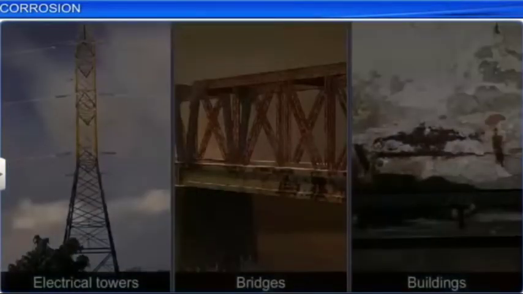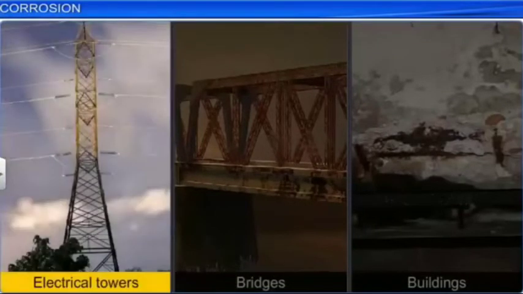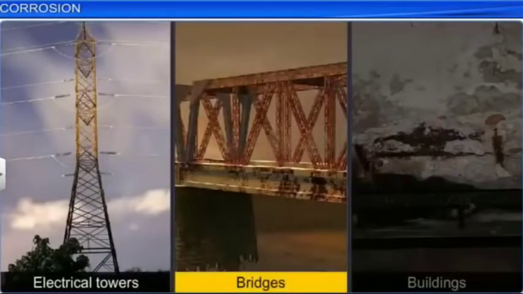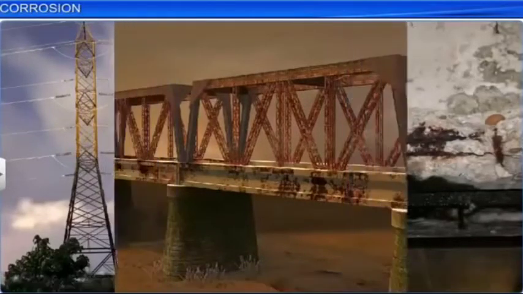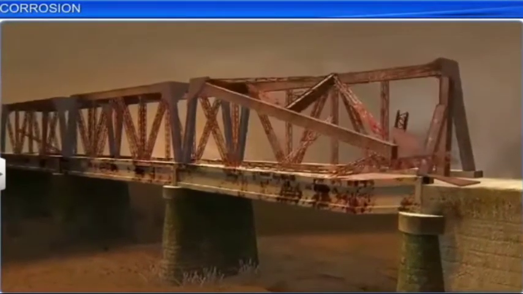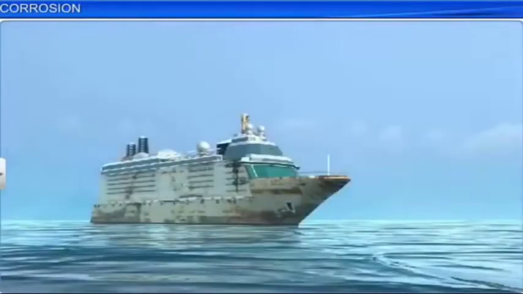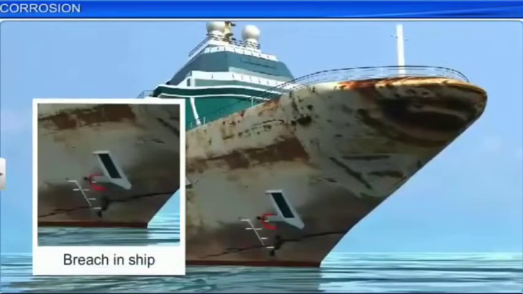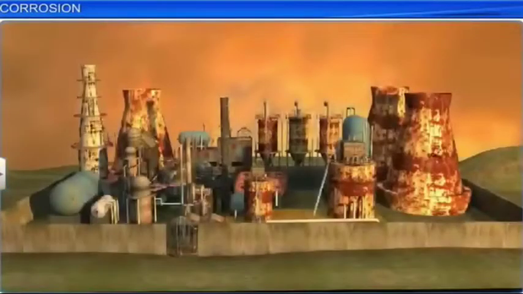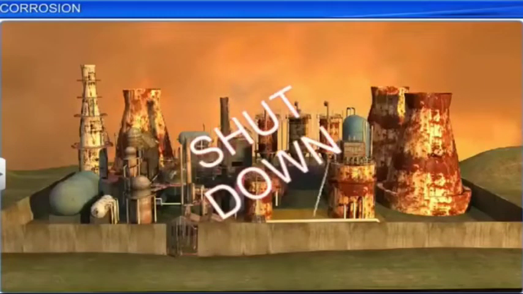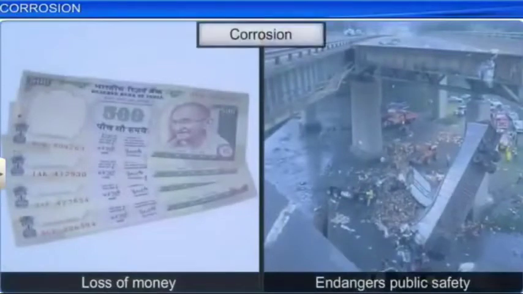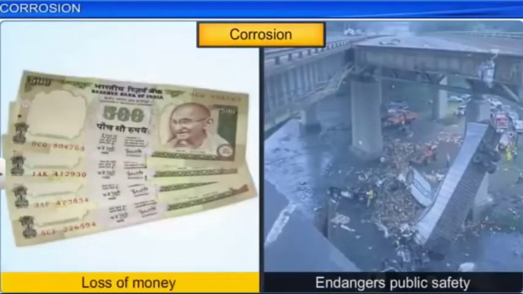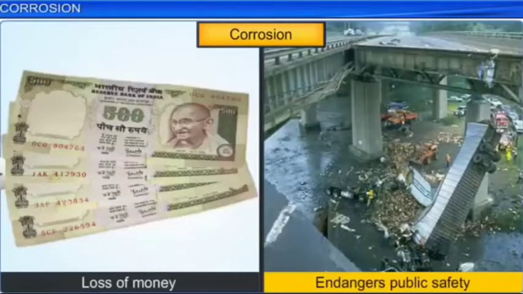It is very important to prevent corrosion because it damages electrical towers, bridges, buildings, which can collapse as a result, and ships, which can develop a breach. Corrosion can also force major industrial plants, such as power plants or chemical processing plants, to be shut down. Hence, corrosion not only results in loss of money, but also endangers public safety.